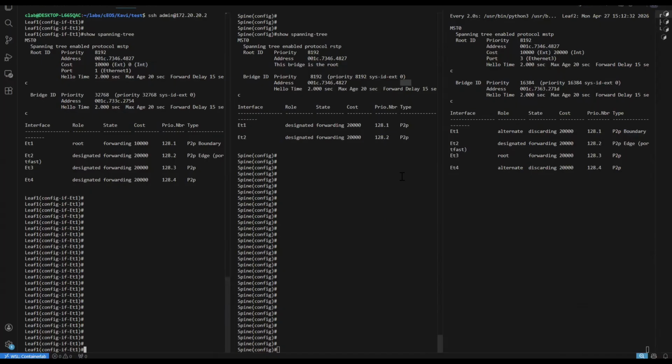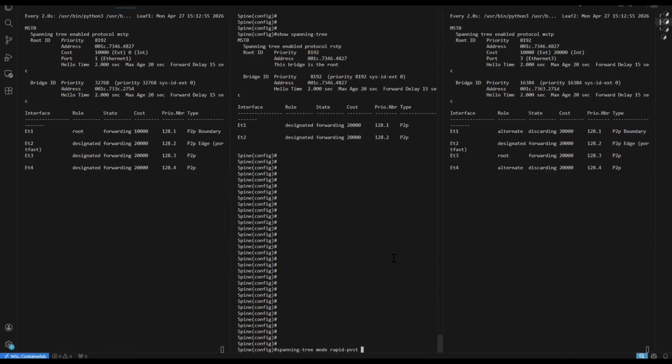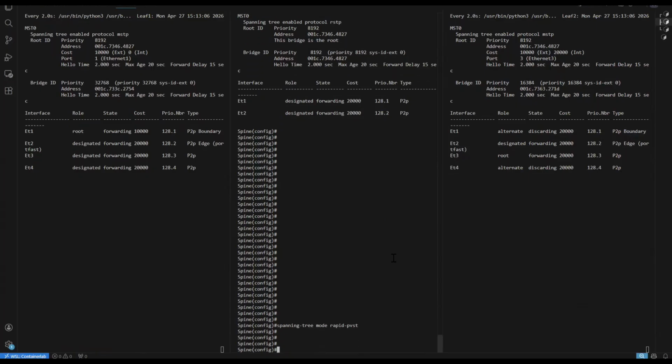So this is good. Now what I'm going to do is configure a different mode, let's say spanning tree mode rapid PVST. So now on the spine I'm going to run rapid PVST. Then we'll see what's different. So now I'm going to change RSTP to rapid PVST on the spine. Okay, let me see. So now spanning tree is converging.